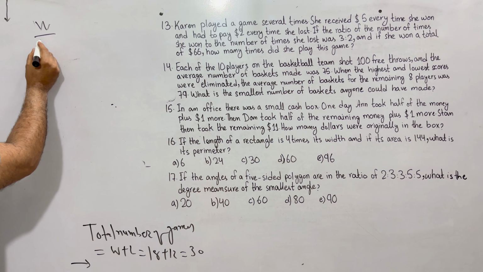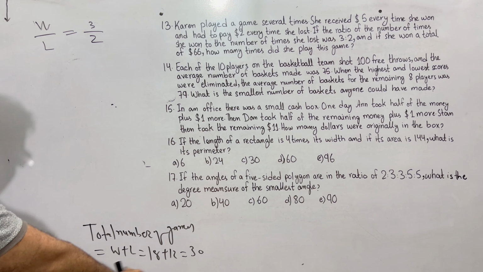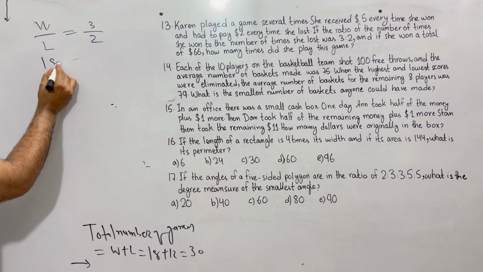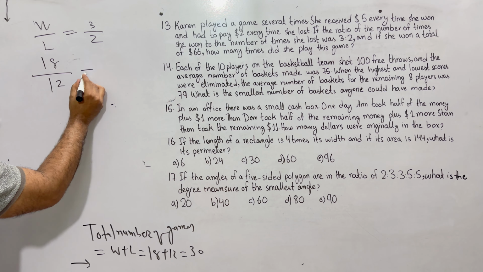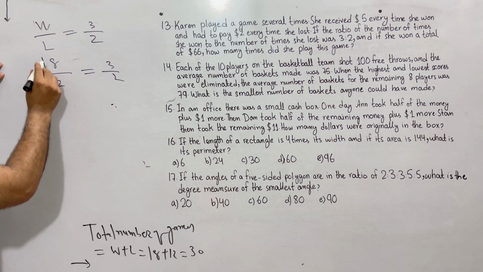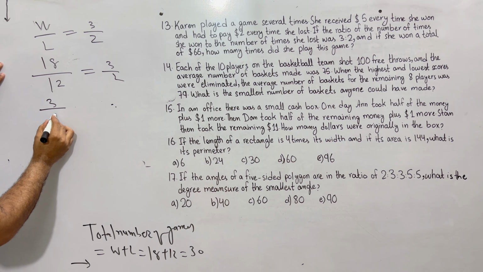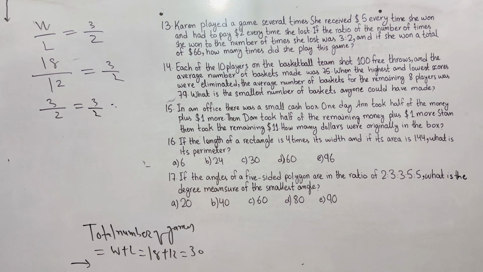The ratio of won and lost is 3:2. Let's verify. The value of W is 18 and she lost 12 times. It's equal to 3 over 2. Apply the table of 6 here. It will become 3/6, 18/12. First condition verified. We are good with it.